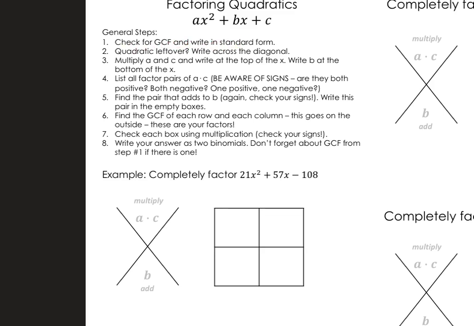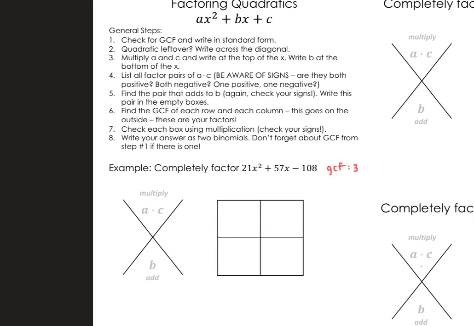So the first thing we're going to do is check for a GCF and write it in standard form. To check for a GCF, we need to look at each of our coefficients and see what's the largest number that goes into all of those. If you can't see it right away, write out all the factors of 21, all the factors of 57, all the factors of 180, and see what's the biggest number that goes into all three. If you do that, the largest factor is going to be 3, which means our GCF is 3.